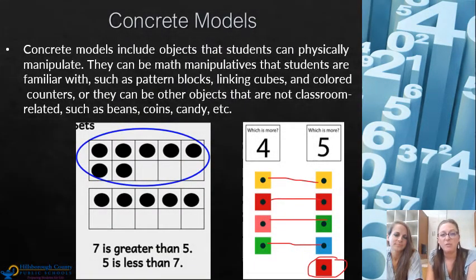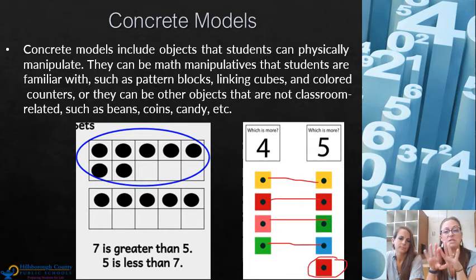Students can start off with concrete models to compare. Concrete models include objects that students can physically manipulate. They may be those math manipulatives around your classroom, such as pattern blocks, snap cubes, colored counters. They could even be other non-classroom related items such as beans, coins, cookies. I've seen students or teachers put paper plates out to separate those two sets so that the students can compare numbers. If you notice on the screen, we have 4 snap cubes and 5 snap cubes.